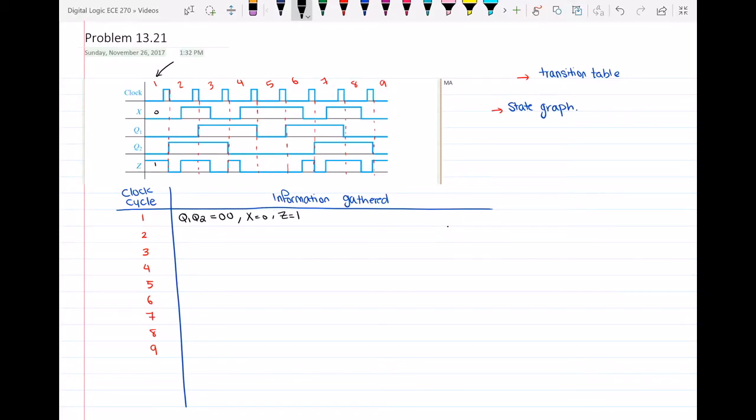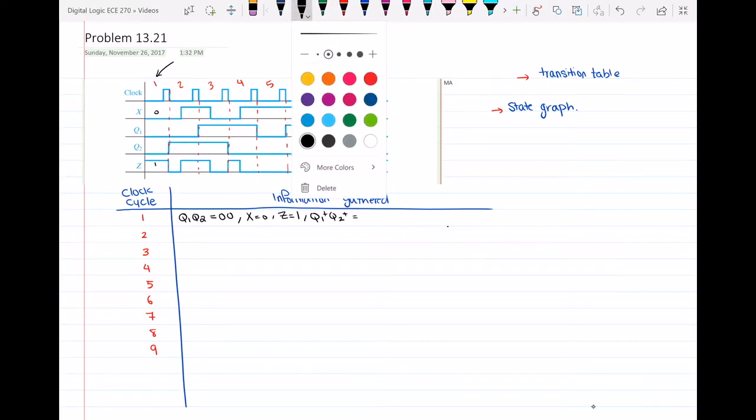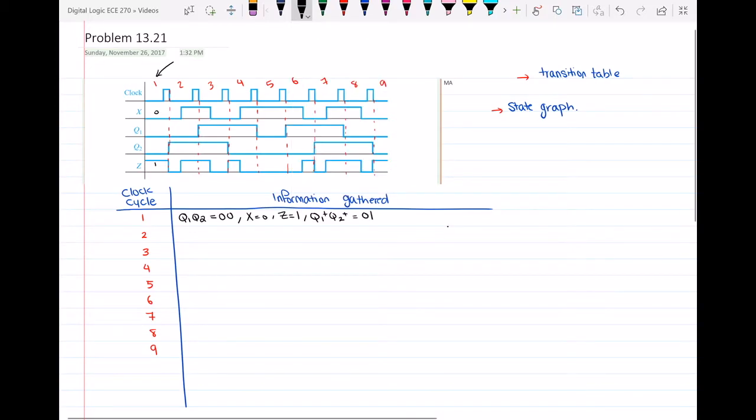What else I can gather here is the next state of the flip-flops. Why am I doing that? Because in the transition table, we need to have the present state, the next state, and the output. So what is the next state here? Next state means that I have to look after the active edge of the clock. After the active edge of the clock, you see that Q1 is equal to 0 and Q2 is equal to 1. So the next state is defined as what you see after the active edge of the clock. That gives us 0 and 1. So this was for clock cycle number 1.